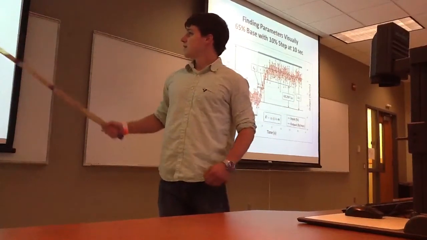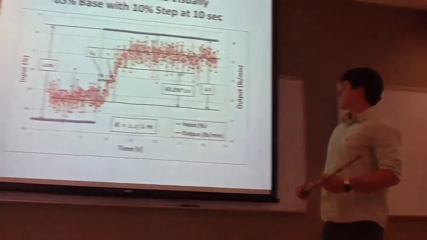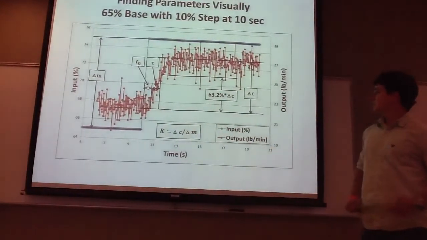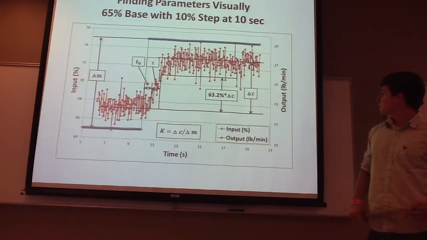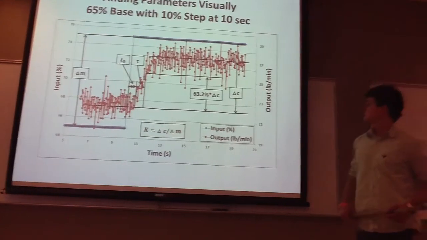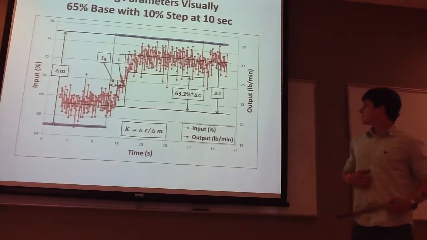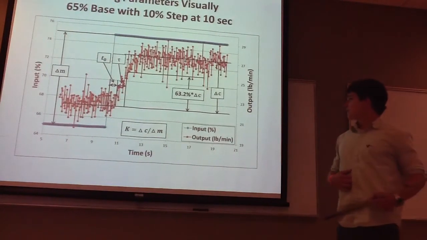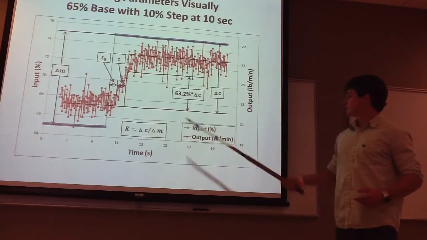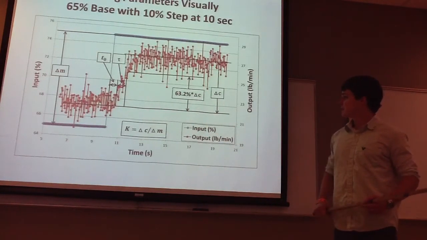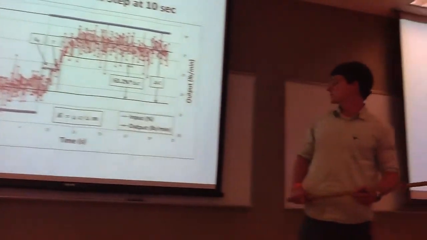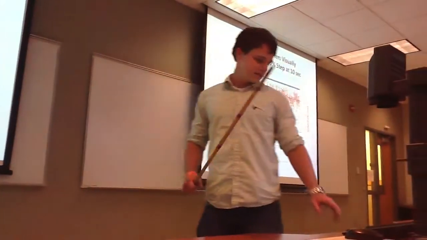And you can see that delta M is your change in your input percent, and then your delta C is your change in your output pounds per minute, and then the t0 is the dead time, and the tau is at 63.2% of delta C.